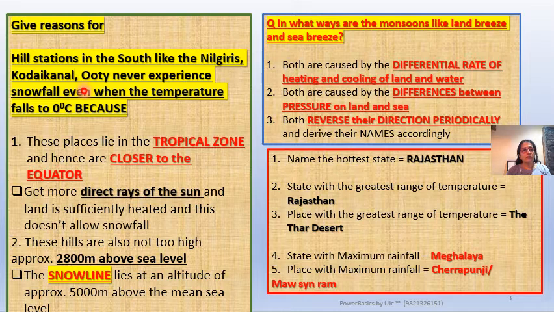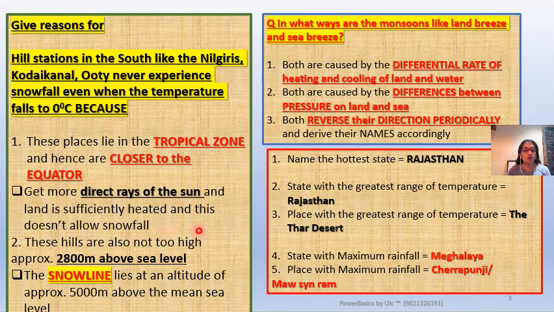So the first thing that we learn, as a little bit of a recap to the previous part: give reasons why hill stations in the south, like the Nilgiris, Kodaikanal, Ooty, never experience snowfall, even when the temperature may fall to 0 degrees Celsius. This has to do with the previous part, those reasons of climate. These places lie in the tropical zone and hence are closer to the equator. We have read this. If you're in the tropics, you're close to the equator. They get more direct rays of the sun and land is sufficiently heated. This does not allow snowfall. So if you're in the tropics, you will not have snowfall in those zones. You're closer to the equator, the sun's rays are more direct.